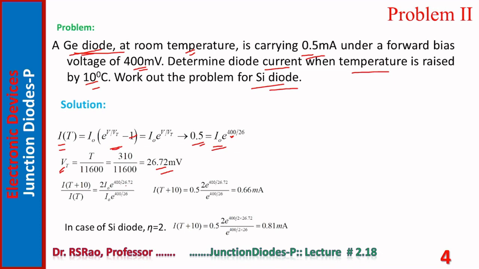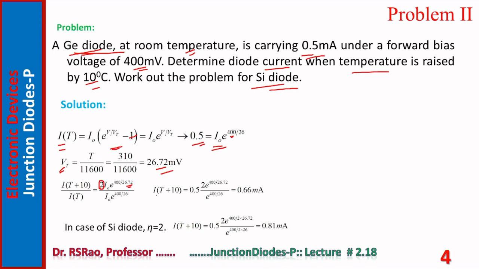Why is it 26.72 in the numerator? Because Vt at raised temperature is 26.72. That's why this value. And then this 2 here. The reason is reverse saturation current doubles for every 10 degree rise in temperature. Rise in temperature is 10 degrees. So if it was I naught earlier, after raising temperature, reverse saturation current becomes 2 I naught. Now I naught gets cancelled.